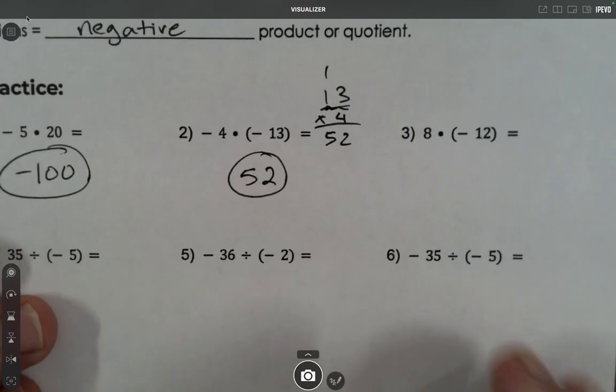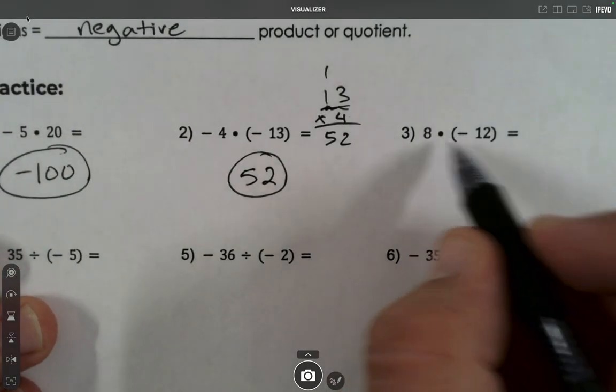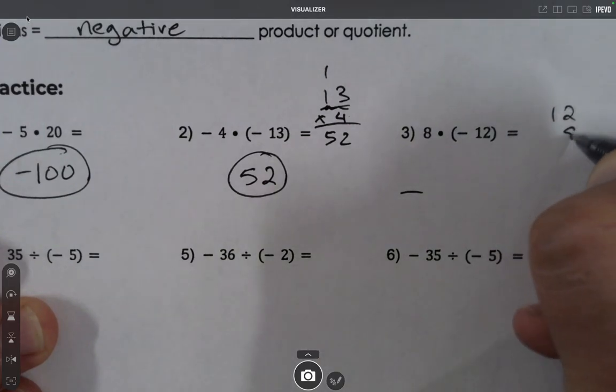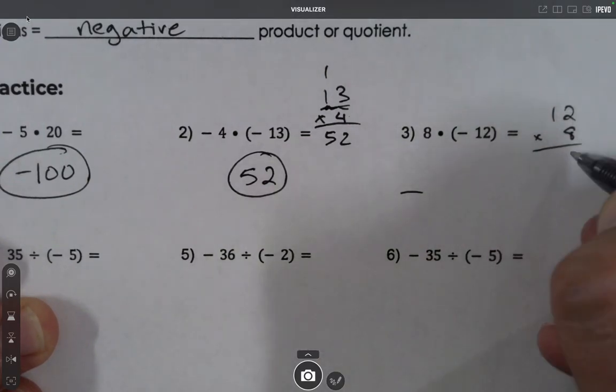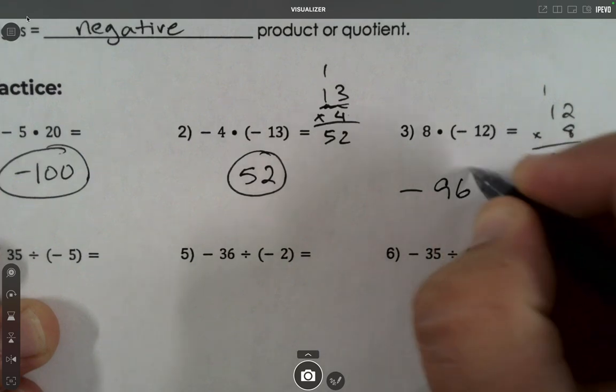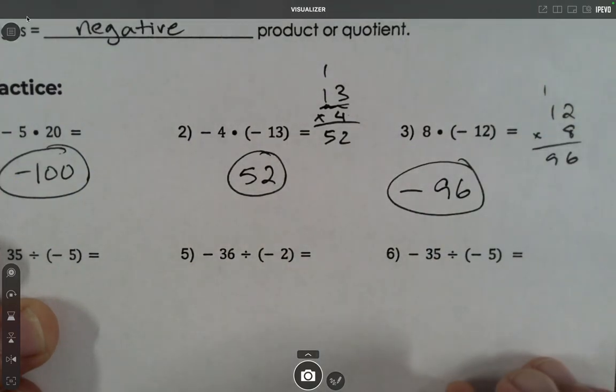Number 3, we have different signs, a positive and a negative. So I know my answer will be negative. And we're doing 12 times 8. 8 times 2 is 16. 8 times 1 is 8, plus 1 is 9. So we have negative 96 as our answer.